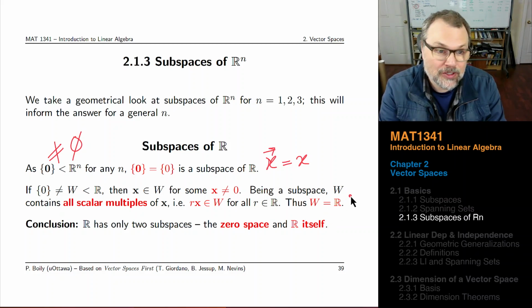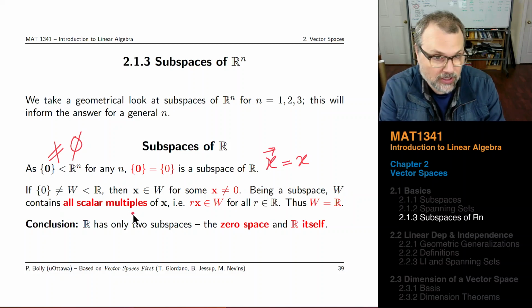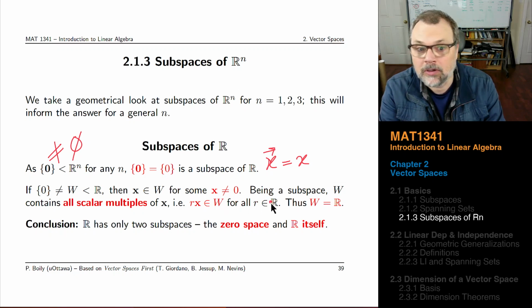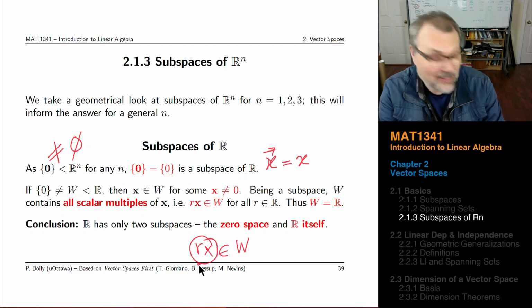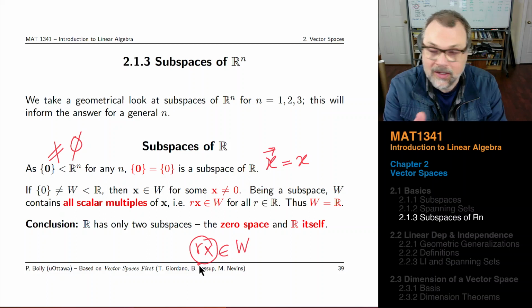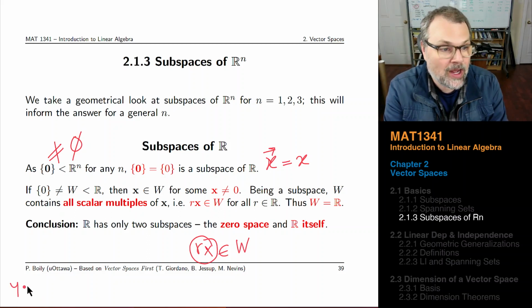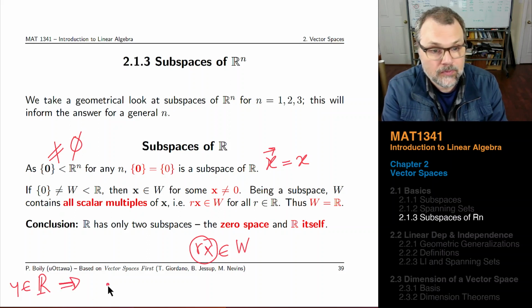Because W is a subspace, it is closed under scalar multiplication, which means that R times X is in W for every single R in R. So R times X is in W for everything. And because X is not 0 and R can be taken to be any real number, this can take on any real value as well, right? Or in other words, if you pick any Y in R, you can write it as Y equals Rx.